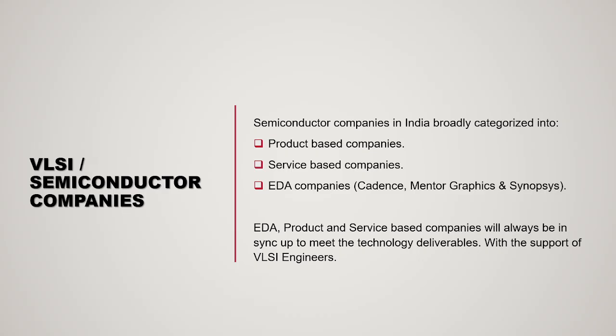If you see the semiconductor industry, it is basically divided into three main categories: product-based companies, service-based companies, and EDA companies. Product-based companies produce their own ICs, like Intel, ARM, NVIDIA, and Samsung. These are product-based companies.